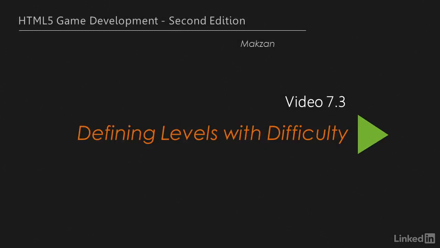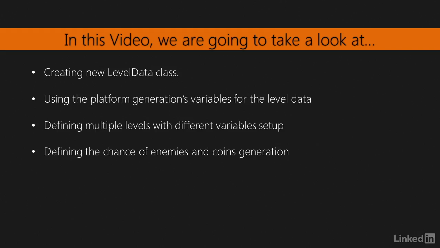In the last video, we generated platforms with various widths. In this video, we define multiple levels with difficulty. Specifically, we create a new level data class. Inside the class, we define multiple level objects. For each object, we use the variables that generate platforms. We also define the chance of enemy and coin generation for each level.